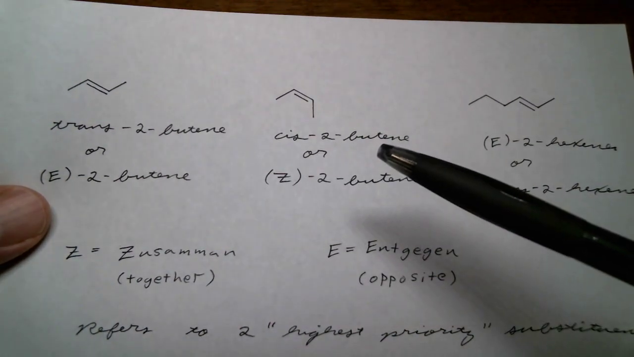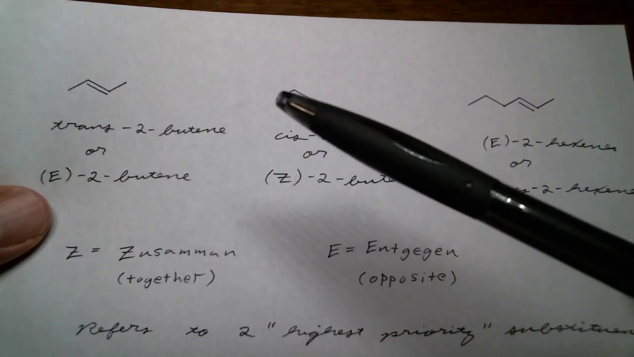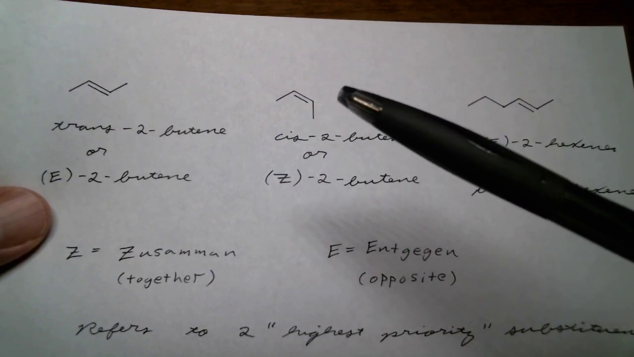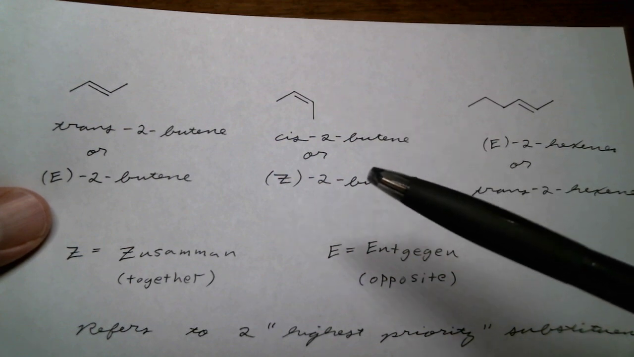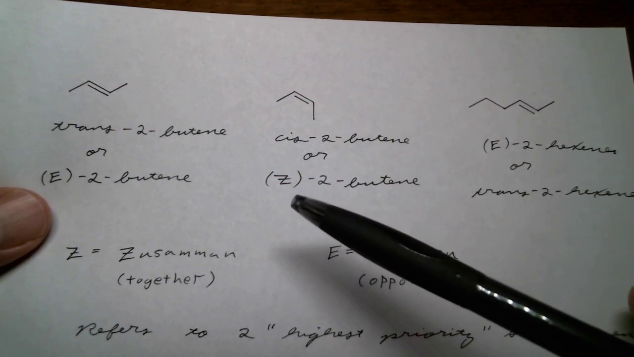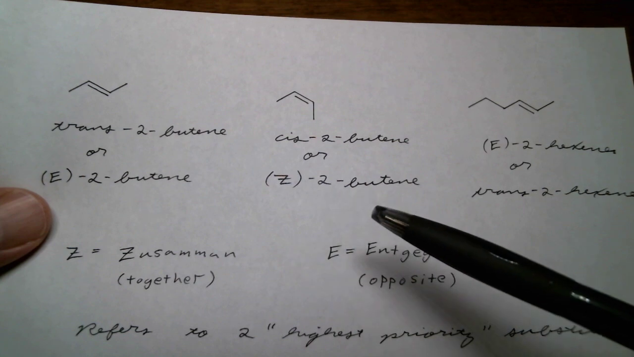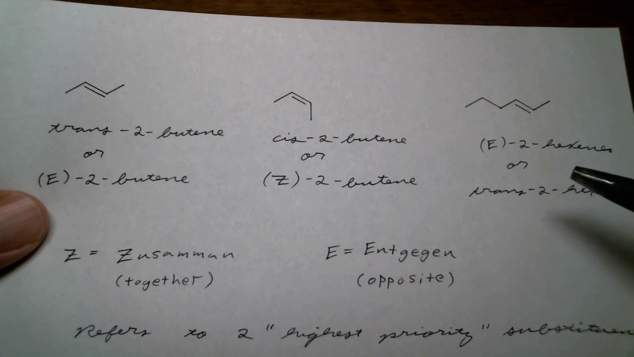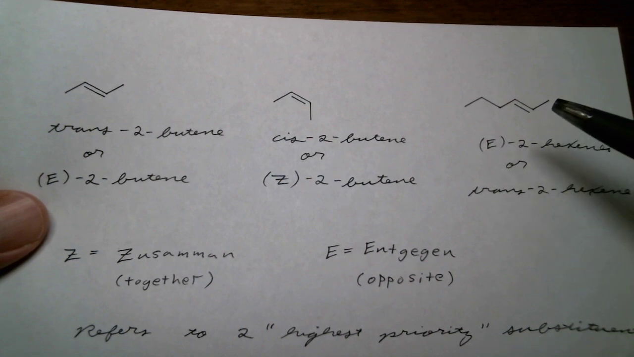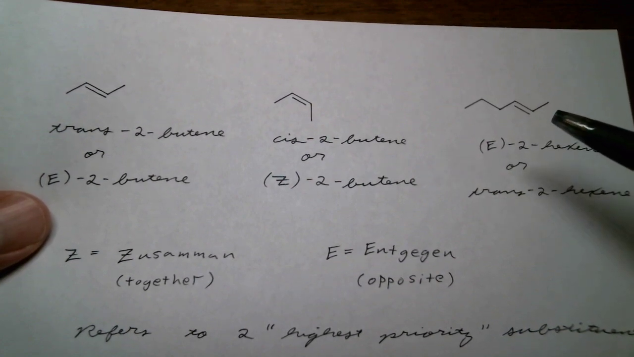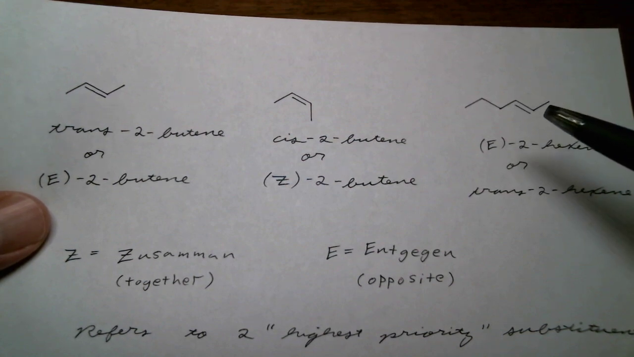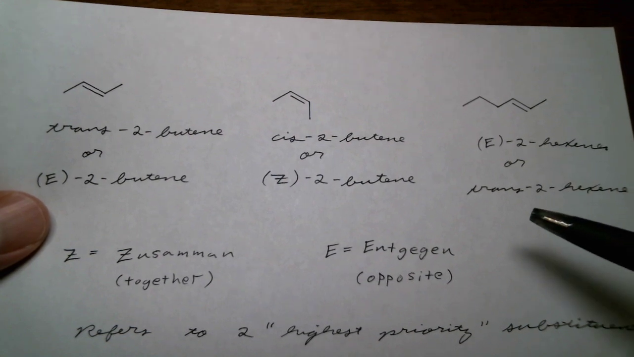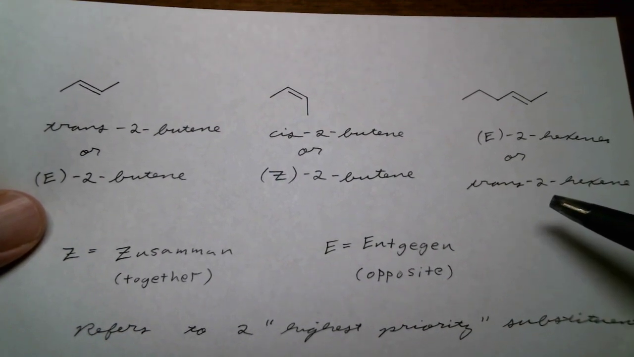Here we have cis-2-butene, where the 2 highest priority groups, the 2 methyl groups, are on the same side of this double bonded carbon. Another way we could specify that is Z-2-butene. Here is E-2-hexene, so we know that our methyl and our propyl group are our 2 highest priority groups on these double bonded carbons, and they occur opposite one another. So you could indeed call that trans-2-hexene.